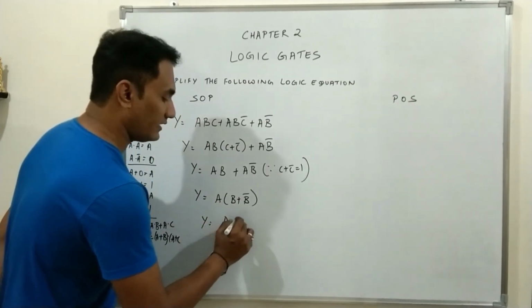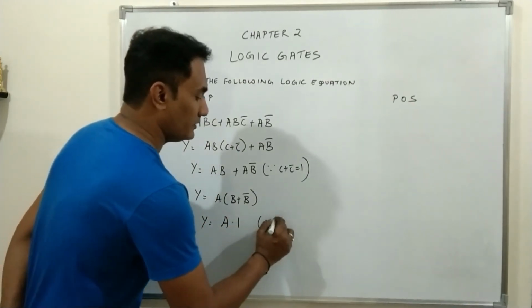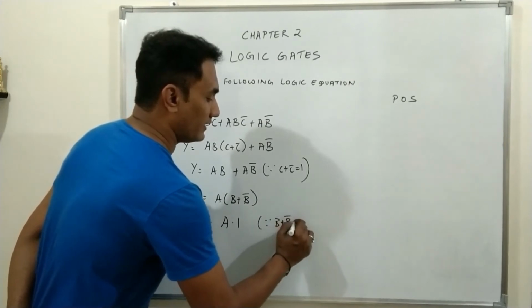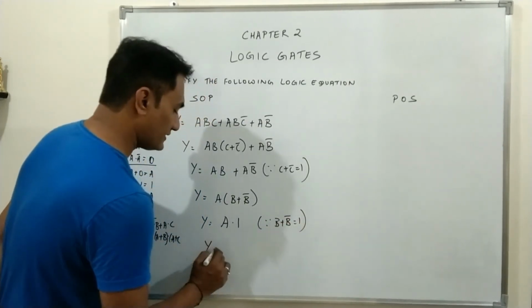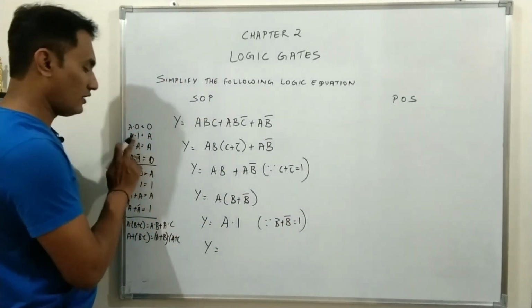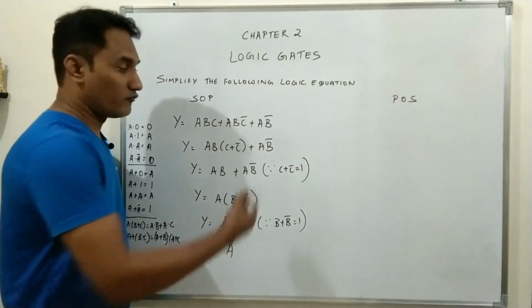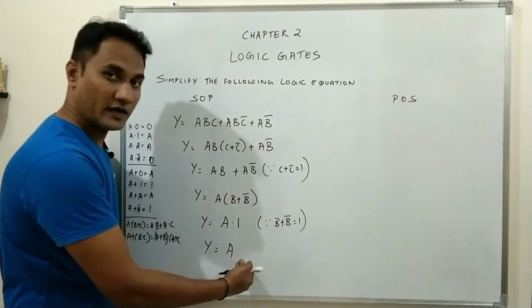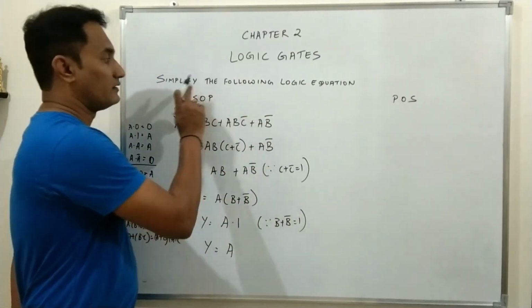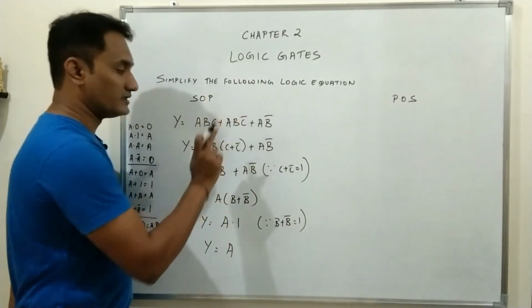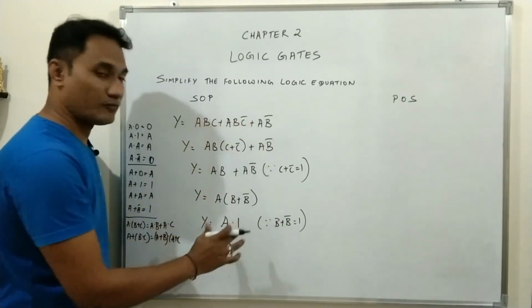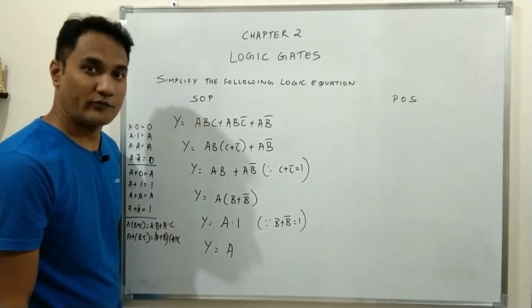So it will be A dot 1, since B plus B bar equals 1. And what is A dot 1? Come back to the AND law. A dot 1 is always A. So Y is equal to A. So you have to follow all the steps one by one, and solve and simplify the logic equation. So this is an example of an SOP type of problem.